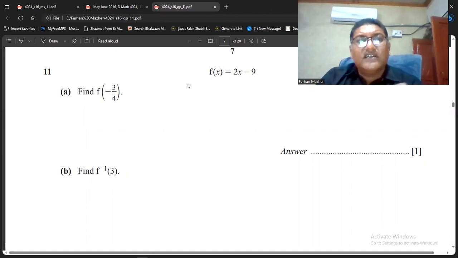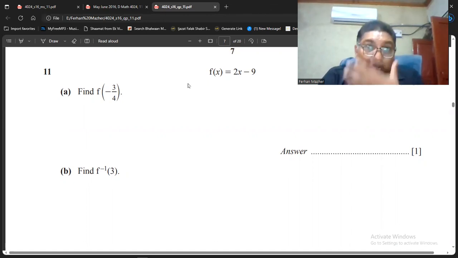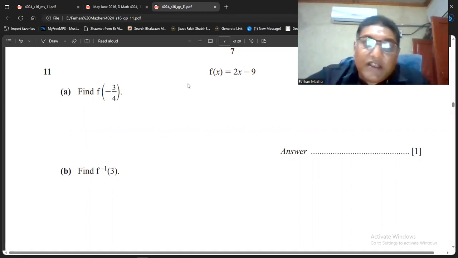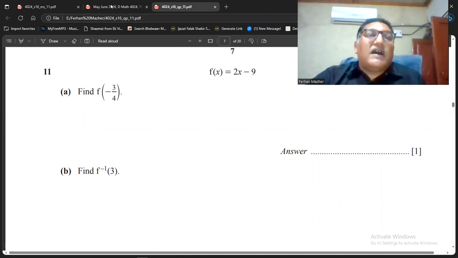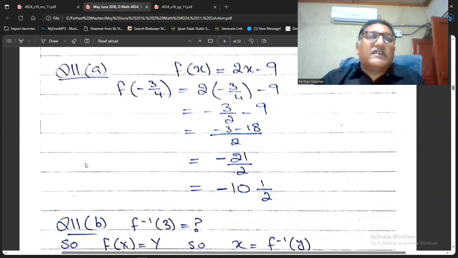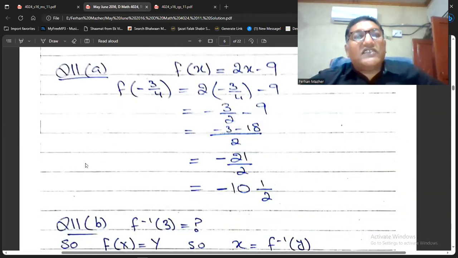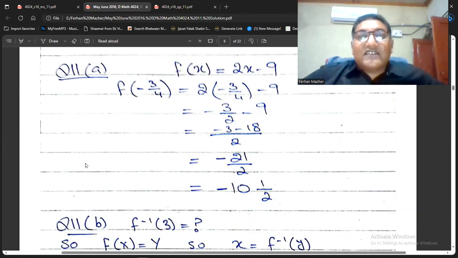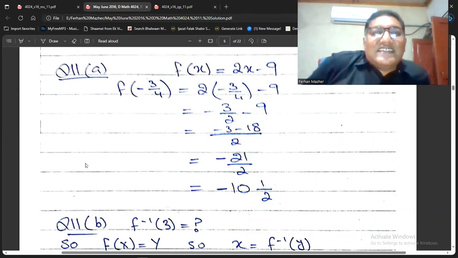So A part is f of minus 3/4. So in this function, wherever there is x, you have to substitute minus 3/4 in the place of x. A very simple, straightforward question. So f of x is equals to 2x minus 9. F of minus 3/4 will be 2 bracket minus 3/4 bracket close minus 9.